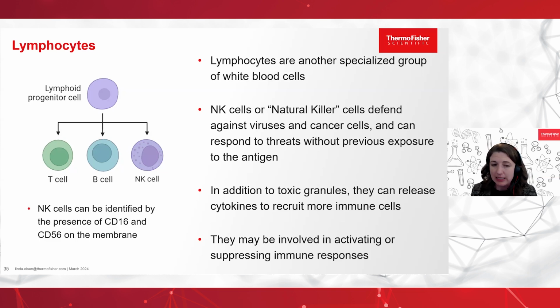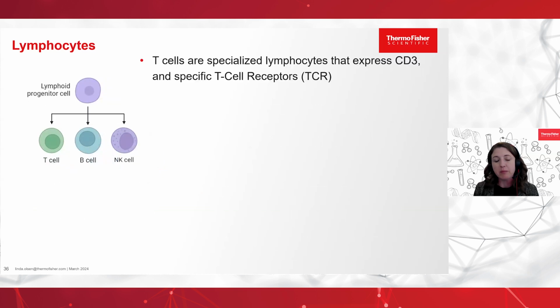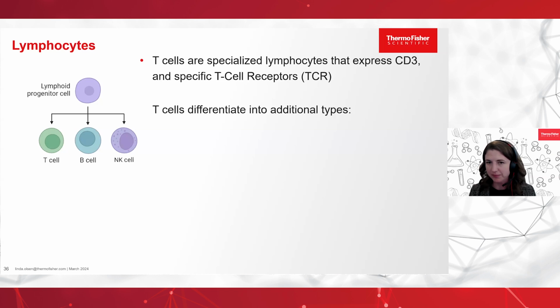NK cells can be identified by the presence of CD16 and 56 on the membrane. Moving on now to T cells. T cells are specialized lymphocytes that express CD3 and specific T cell receptors or TCRs. These T cell receptors are specific to an antigen, and we'll talk more about that coming up.